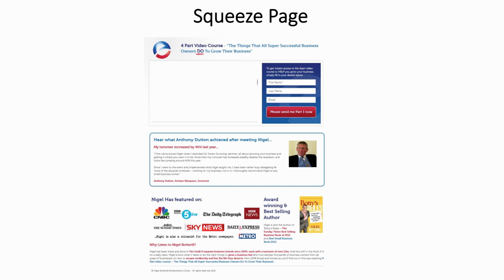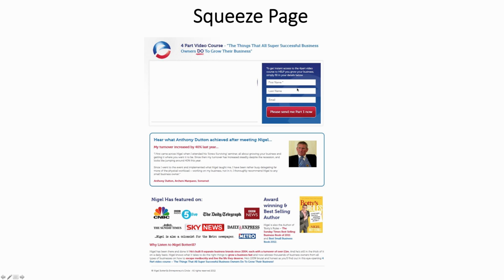Here's a better one. A stronger headline at the top: a 4-part video course, the things that all superstar, successful business owners do to grow their business. The bit where it's white is a video that plays. It shows you all about the video course and what you're going to get and how it's going to help you.